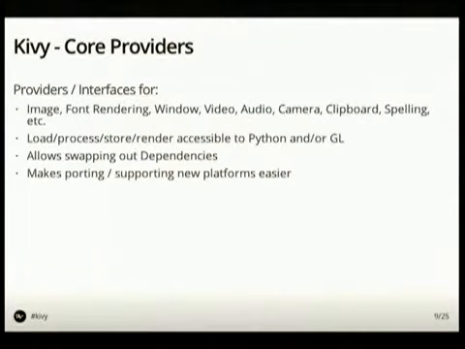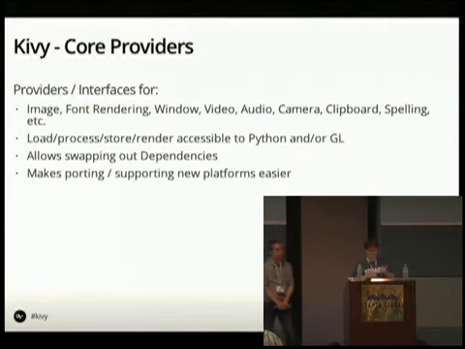And the same thing is done for any other core system interfaces, like images, font rendering, window providers, video data, audio, camera, all that kind of stuff, where we have an abstract one. If you want a new image format, we just need to read it into a buffer. If you can somehow get it into OpenGL, you're done, and you can use all the other Kivy infrastructure that's there to work with images.